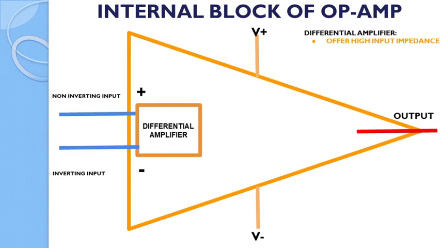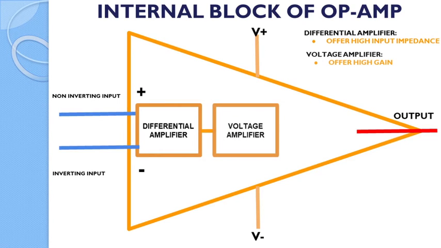The next stage is the voltage amplifier. The voltage amplifier is the second stage of the operational amplifier. This stage may be made from several transistors to provide high gain. So the output voltage from the differential amplifier is given more gain by this stage.